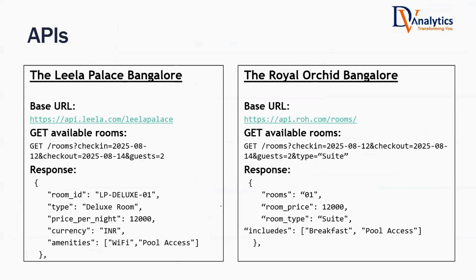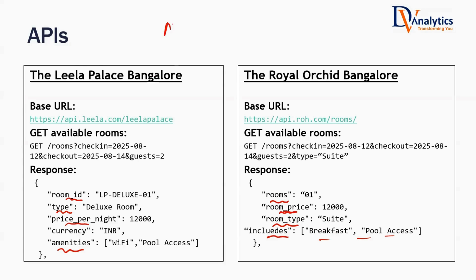On the face of it, they look same, but here first room ID is given, but here number of rooms are given. Later, room type is given, but here in this API, room price is given. The third element is room type. Here it is price per night. And then here it is named as amenities. Here it says includes these.